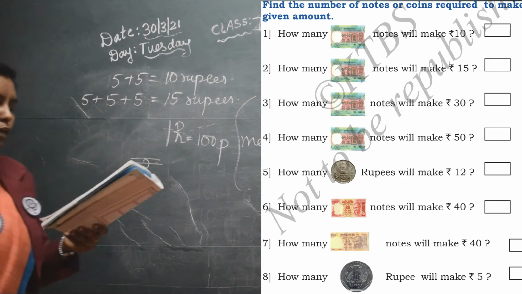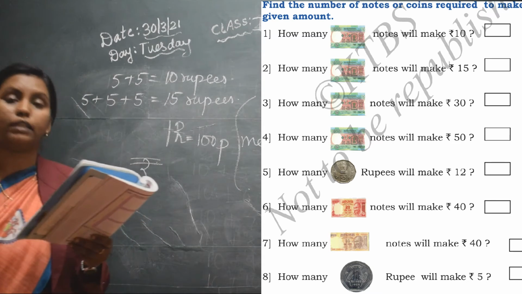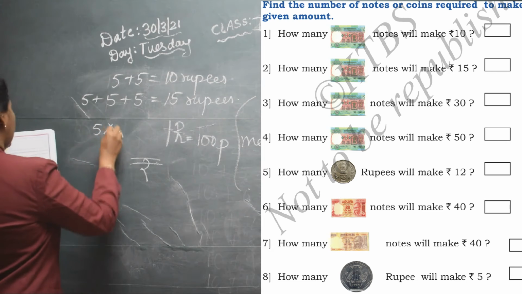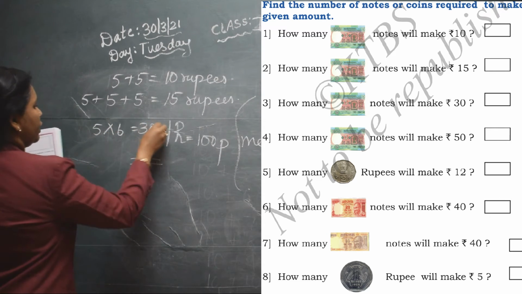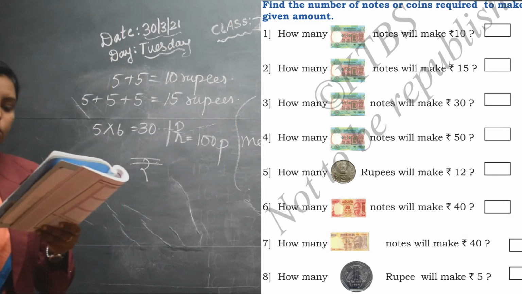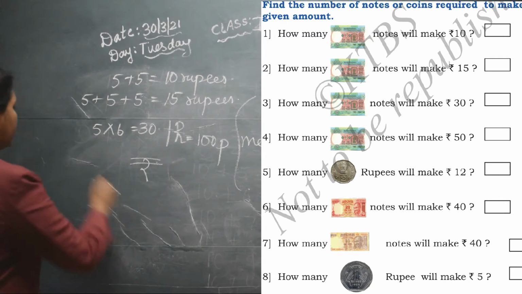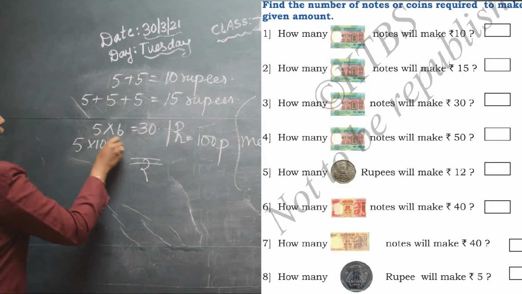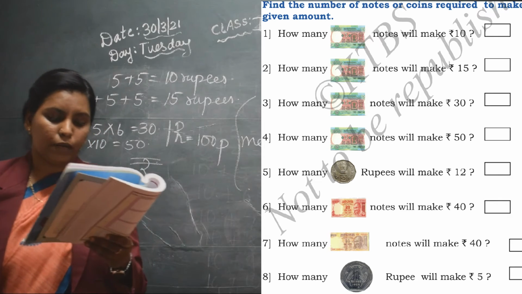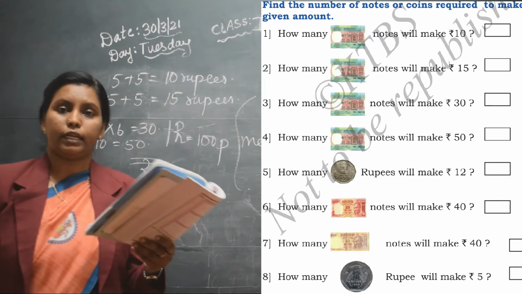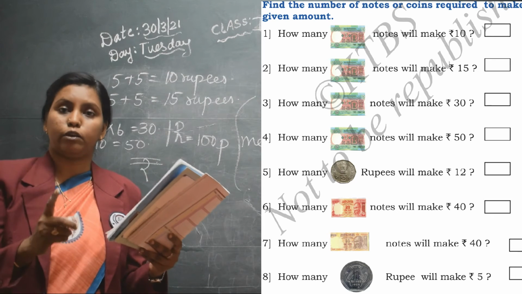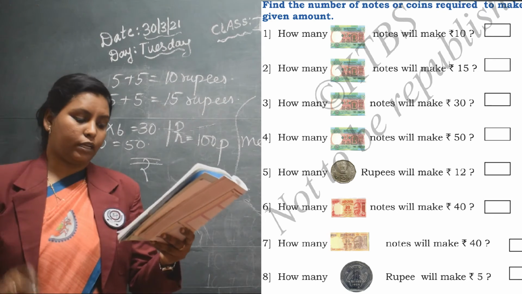Then third one, how many 5 rupees notes will make 30? So 5 rupees notes into 6, it will make 30 rupees. Okay. Then how many 5 rupees notes will make 50? It will make 5 into 10 as 50 rupees. Okay. So how many 20 rupees notes will make 40? So 20 plus 20 gives you 40. So 2 20-rupee notes will make 40 rupees.